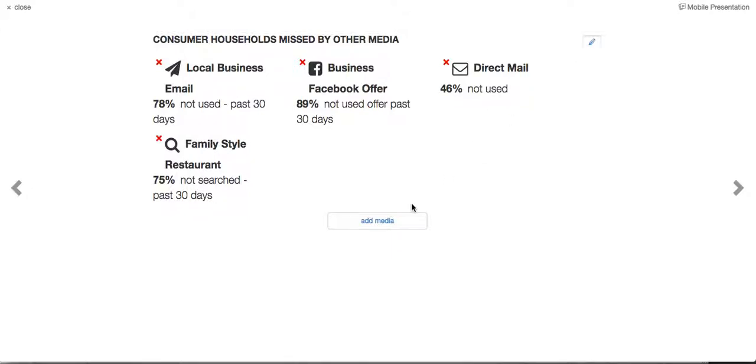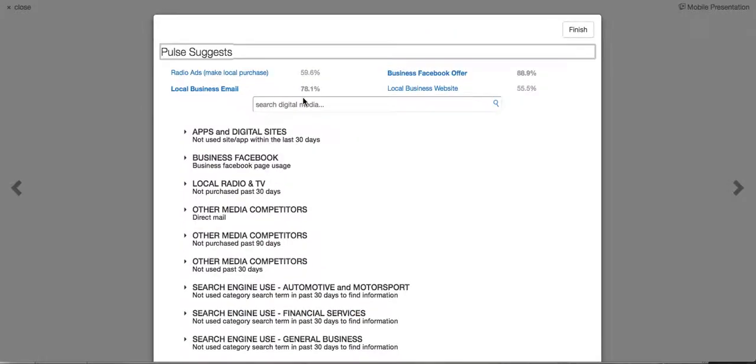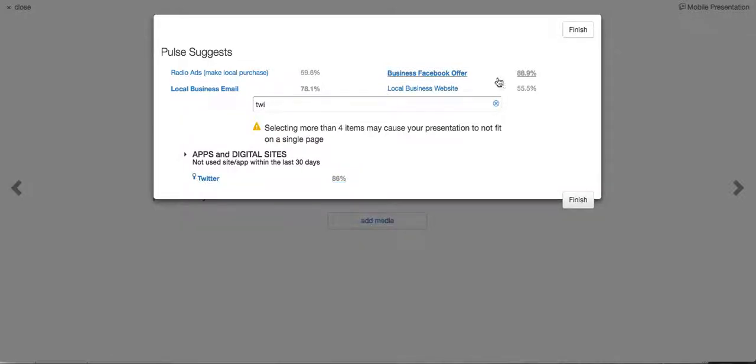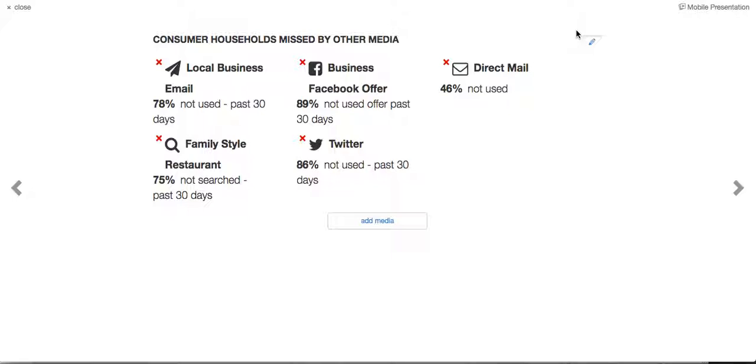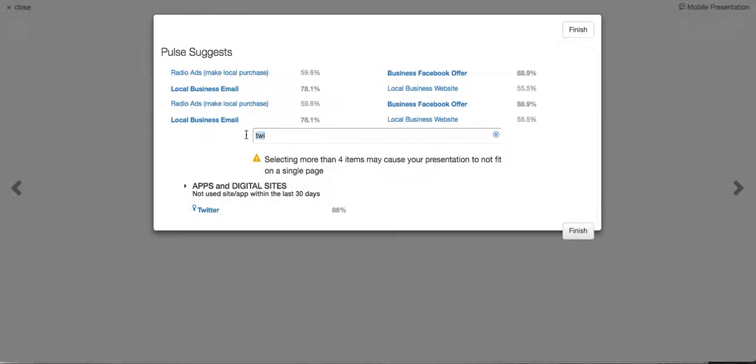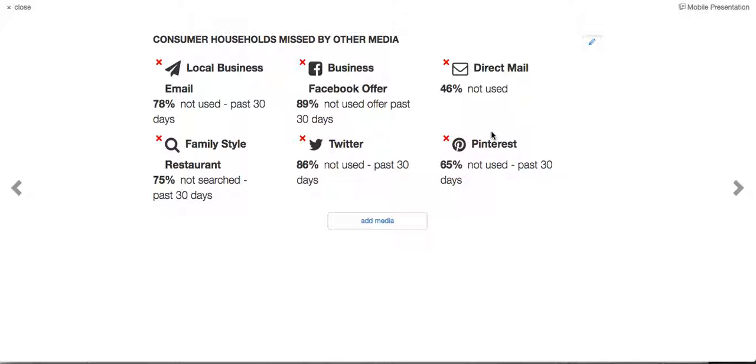You click on the editing pen, add media. Let's type in Twitter. Okay, Twitter, 86% of our audience did news. Any other areas you're interested in? Yeah, Pinterest. So you click on add media, and let's type in Pinterest. Okay, 64.6%. So, in terms of other media served, look at this.